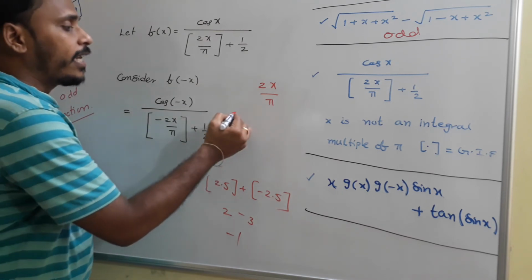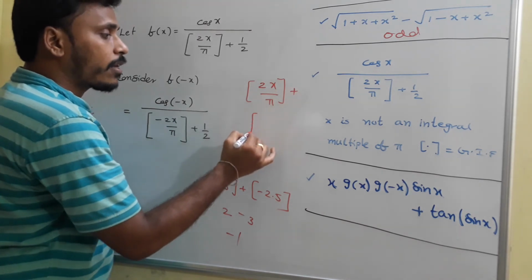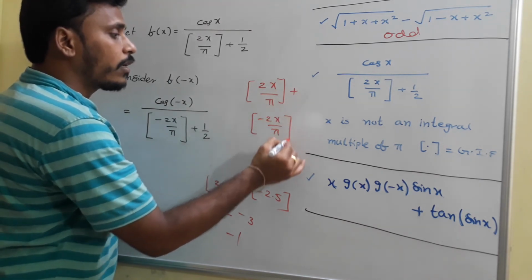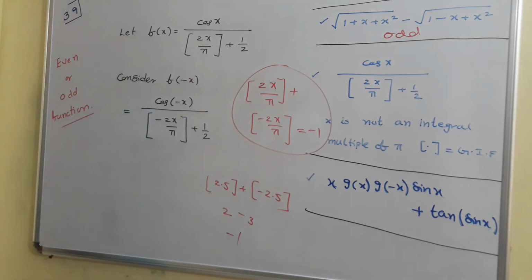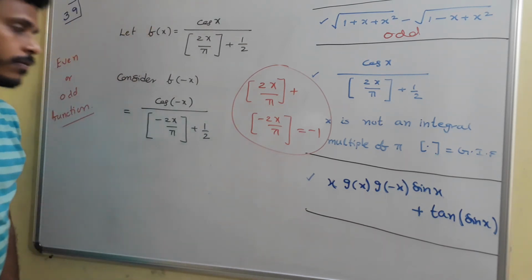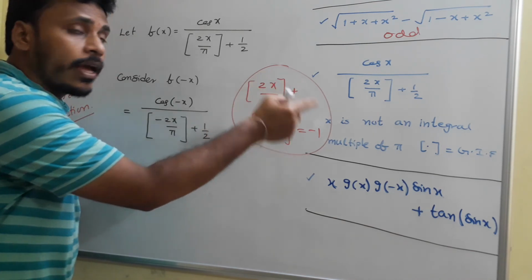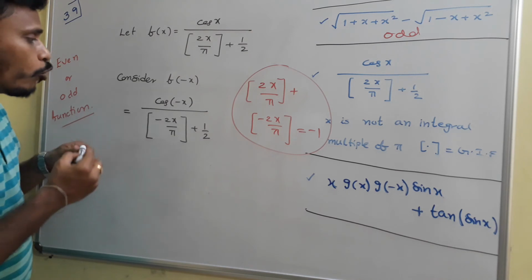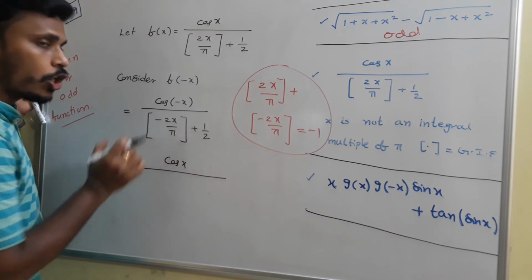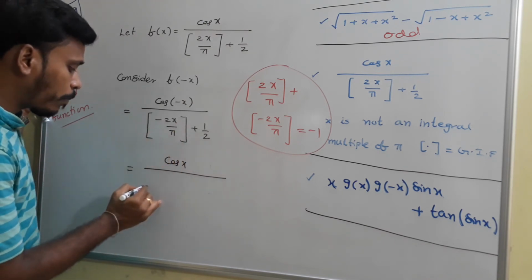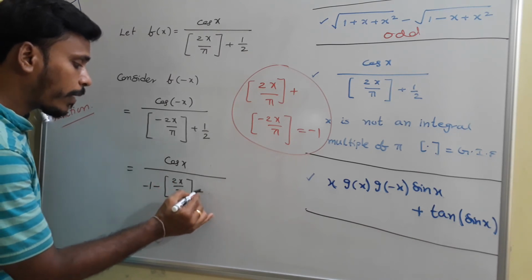So with that particular idea, it is very clear that step of 2x by pi plus step of minus 2x by pi is equal to minus 1. The sum of these two values is minus 1. So I can replace this step of minus 2x by pi with minus 1 minus step of 2x by pi. The numerator cos of minus x is directly cos x, divided by this denominator step of minus 2x by pi, which will become minus 1 minus step of 2x by pi plus 1 by 2.